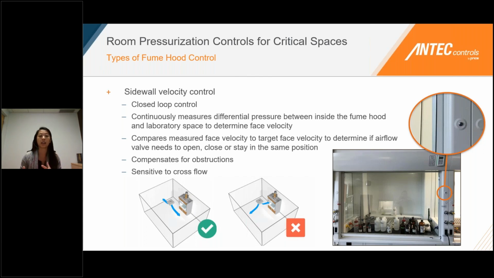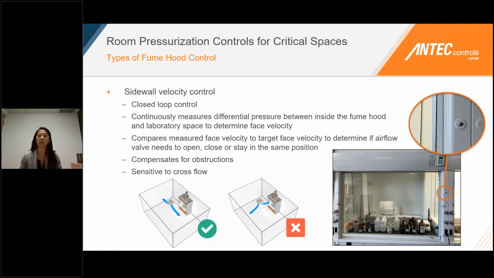So one of the benefits of sidewall velocity control is that because it's actively measuring that differential pressure, it can compensate for any obstruction. So as there's a different number of people in front of the hood, different amounts of equipment, if it is kind of like this hood that you see here on the screen, where there's lots of different chemicals and potential obstructions that are affecting the open area, sidewall velocity control is going to be able to compensate for that.